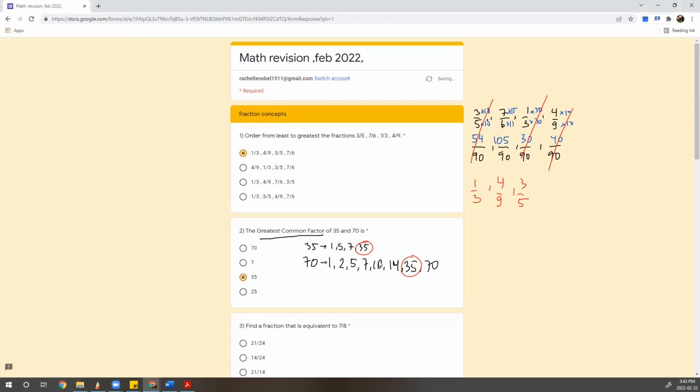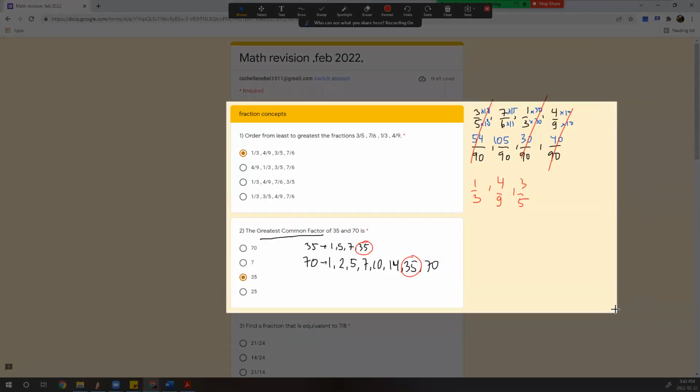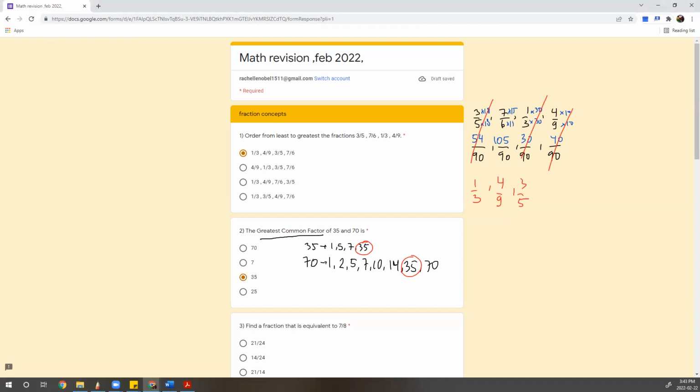Okay, so the greatest, the biggest number, 35. Okay, I will copy this because I don't have enough space to finish this question. So number 1 and 2, I'll give you all the working as well, so you can see everything.